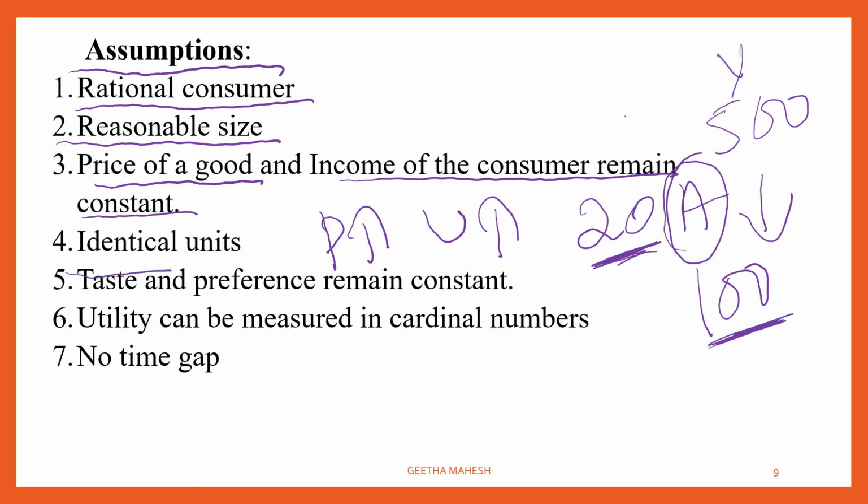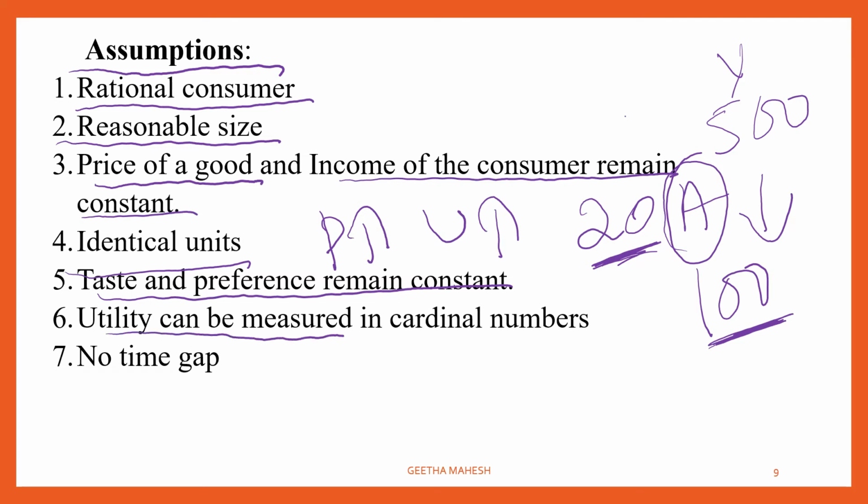Then identical units. When you take a number of apples, 10 apples, all 10 apples should have the same size, color, taste, everything should be the same. It should be identical. That means a homogeneous product. The taste and preference of the consumer should remain constant throughout our experiment.